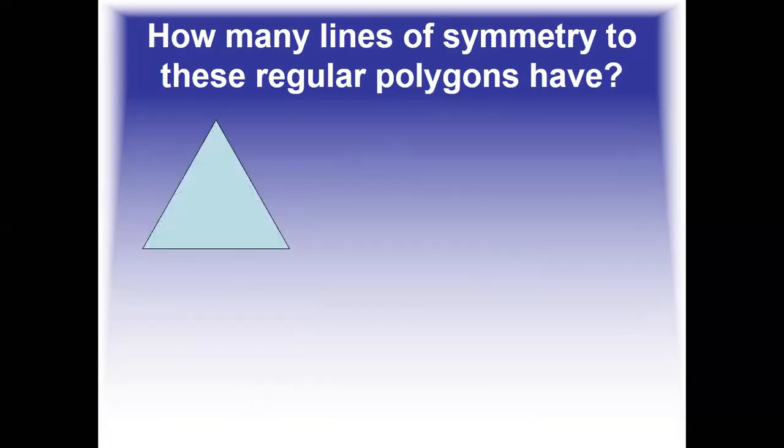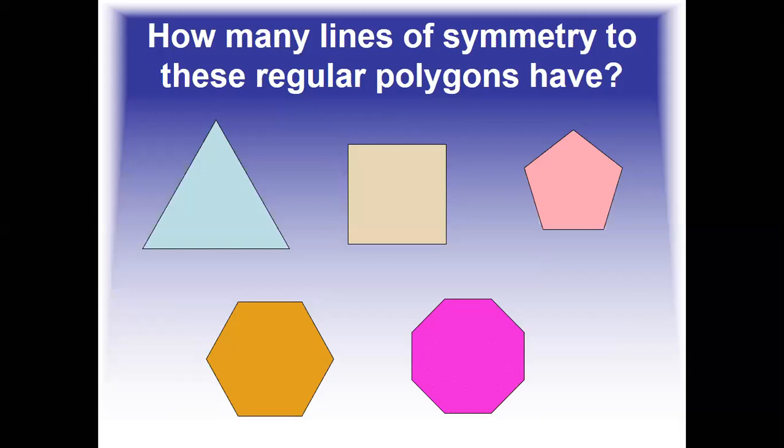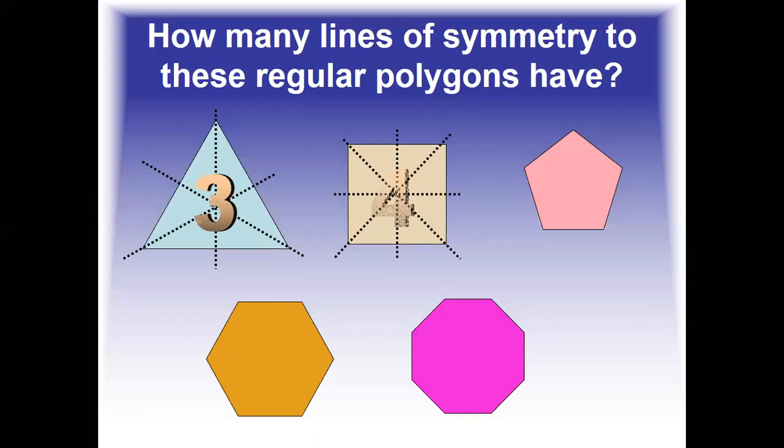How many lines of symmetry do these regular polygons have? When you look at these regular polygons, the first shape is a triangle. You can see there are three lines because it is equilateral. The second one is a square, and the square also has four lines, which we already saw.